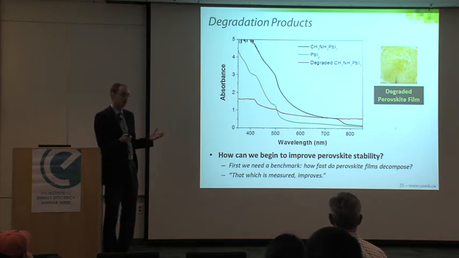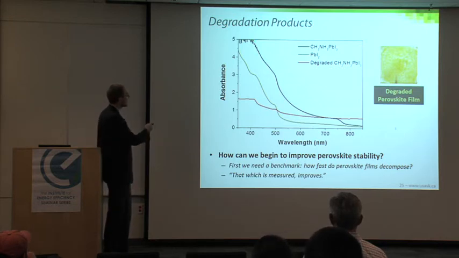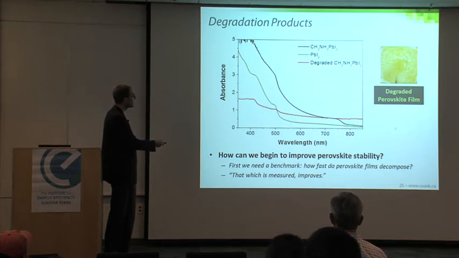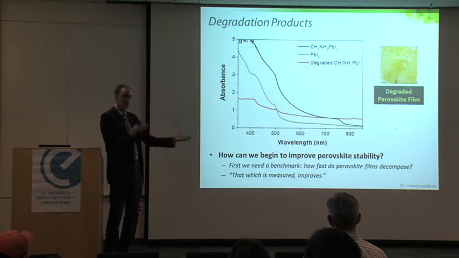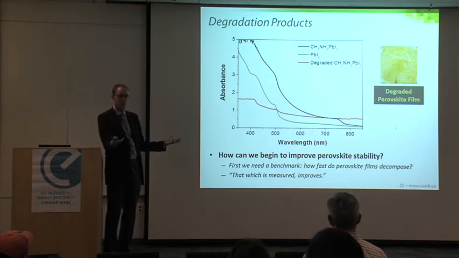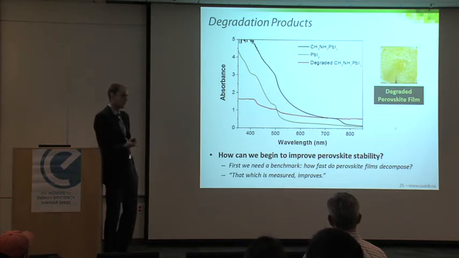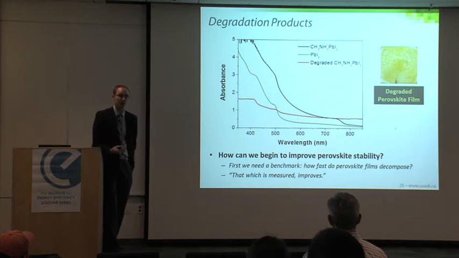What we know, of course, is that if you take a perovskite film, you have a nice band gap around 760, and you expose it to moisture, you get a yellow film. It gives you this red trace here. Looks an awful lot like PbI2, very, very similar UV-vis spectra. So we have a pretty good idea of the end products. So A turns into B. But what we don't know is how fast that process happens.